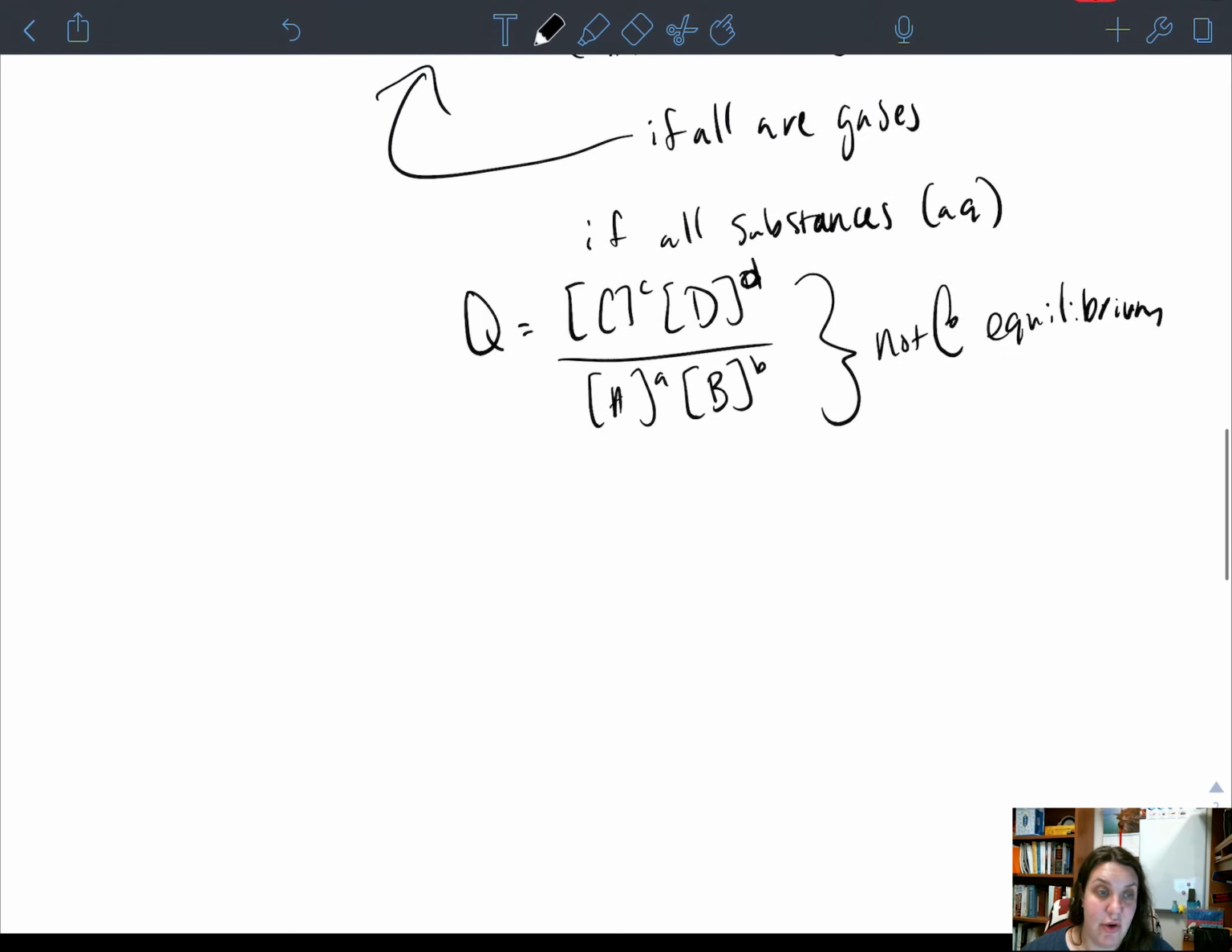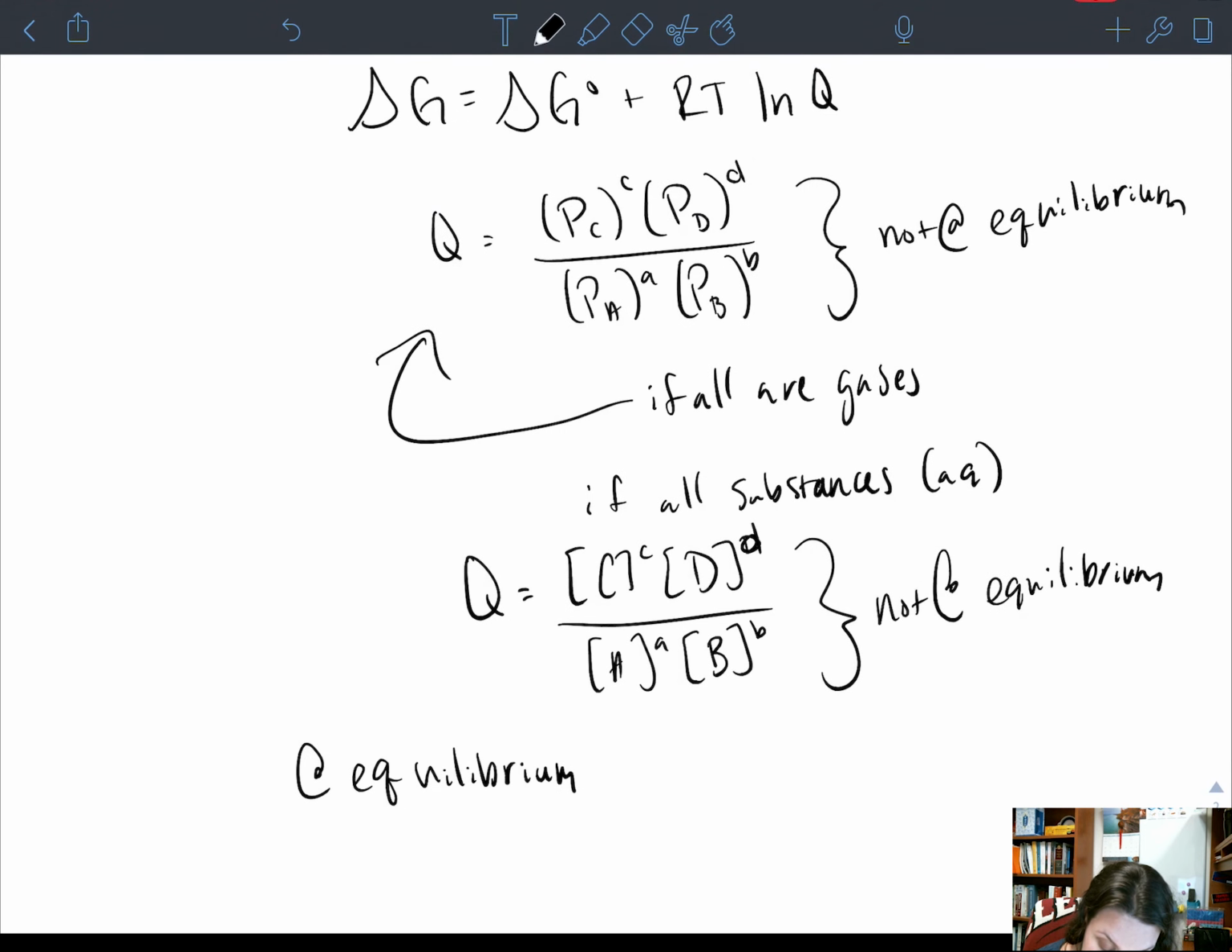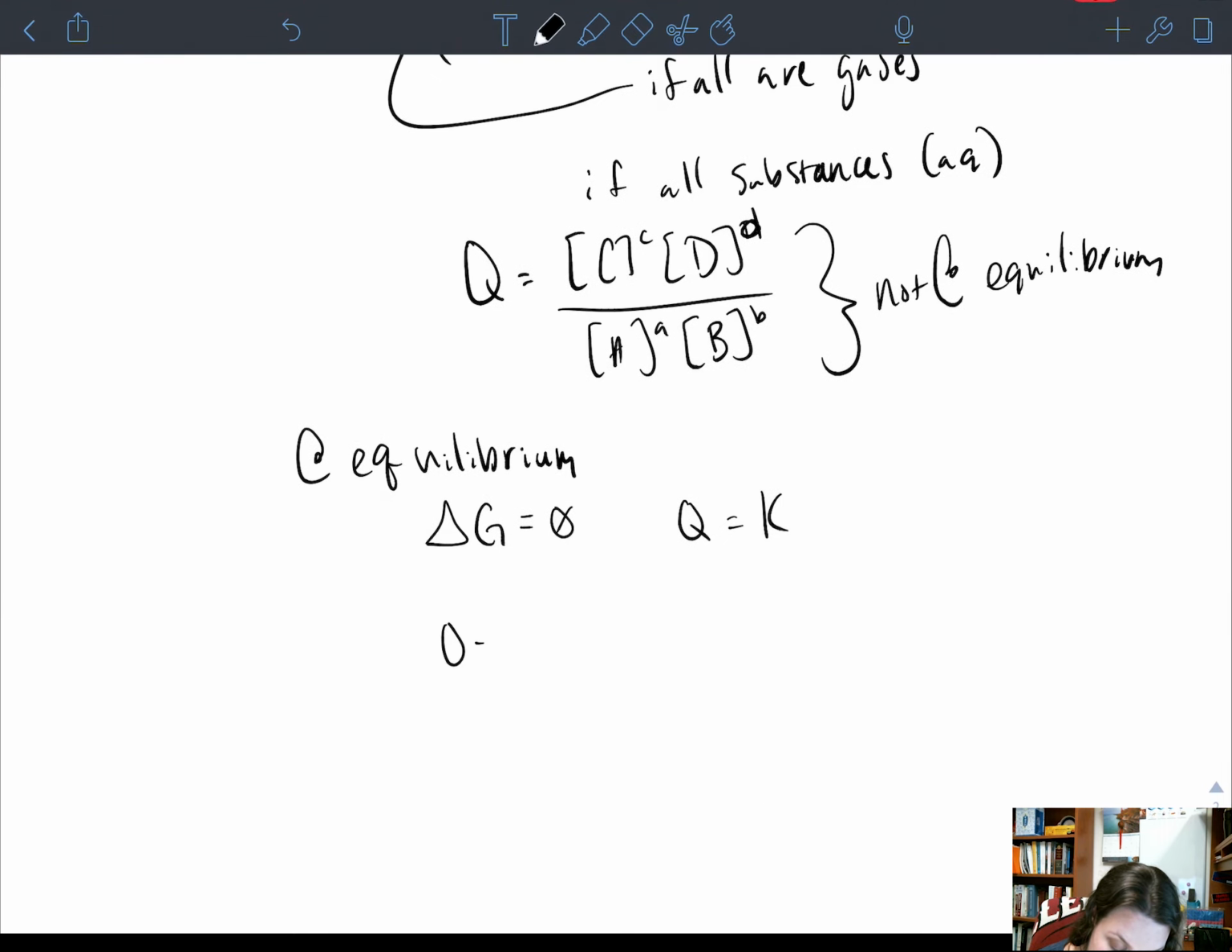We can, however, look at a system at equilibrium. If we are at equilibrium, we can take that initial equation, and at equilibrium our non-standard delta G is equal to 0 and Q is equal to K. So we get 0 is equal to delta G naught plus RT ln K. We subtract RT ln K from both sides, and we get delta G naught is equal to negative RT ln K.